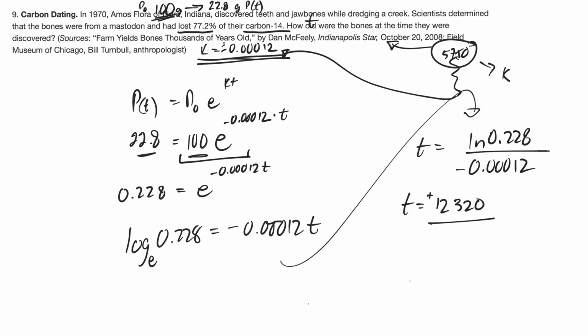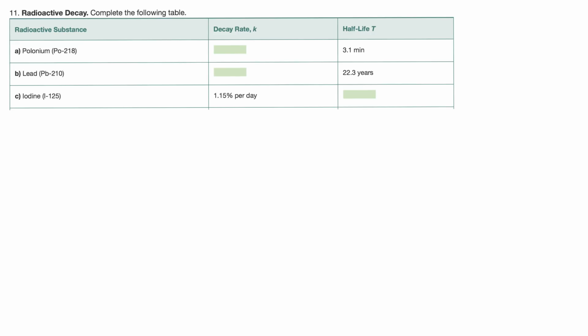Okay, another similar sort of related question would be something like this where you have radioactive decay. They're telling you polonium, lead, or iodine. And in the first two questions, they want to know the decay rate, and they give you the half-life. Again, the half-life means if I start, say, with 10, then after 3.1 minutes, that'll decay to 5. If I wait another 3.1 minutes, it's going to go to half of 5, which is 2.5. If I wait, you get the idea.